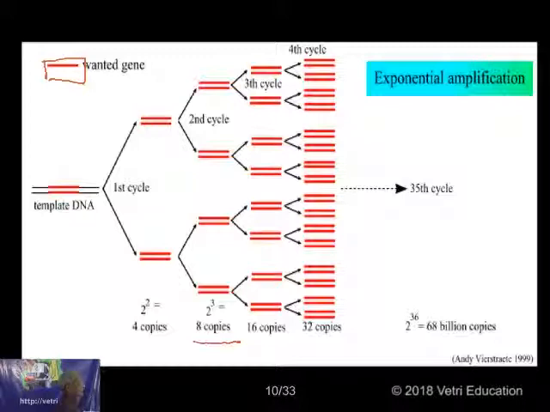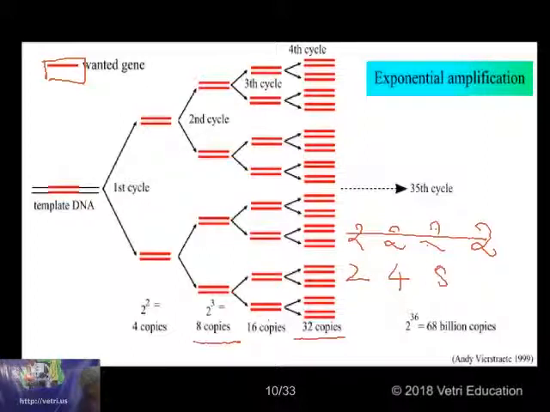In the third generation, 2 to the power of 4, 16 copies are made. And in the fourth cycle, it is 32 copies. Two into 2, this is the first generation, second generation, third, fourth, so becoming 4, 8, 16 and 32. It will be multiplying in that way. Okay. 32 copies are made.